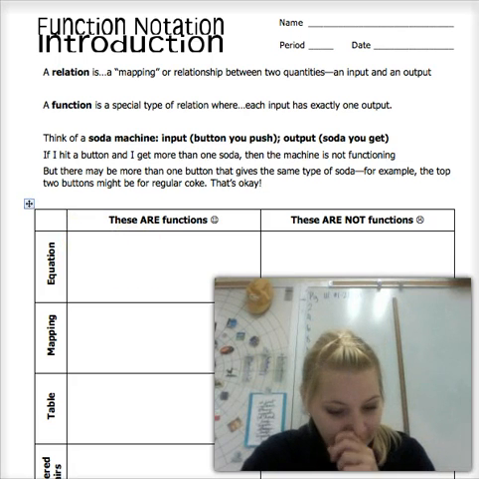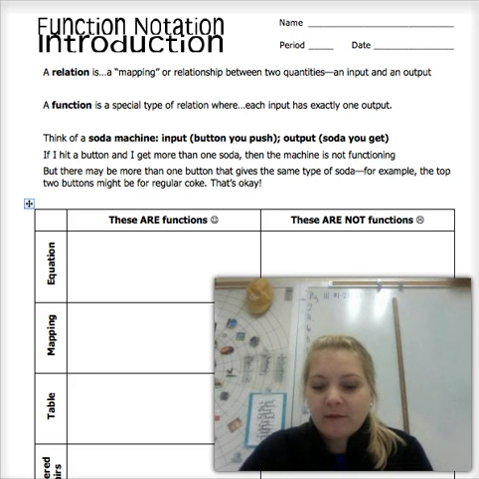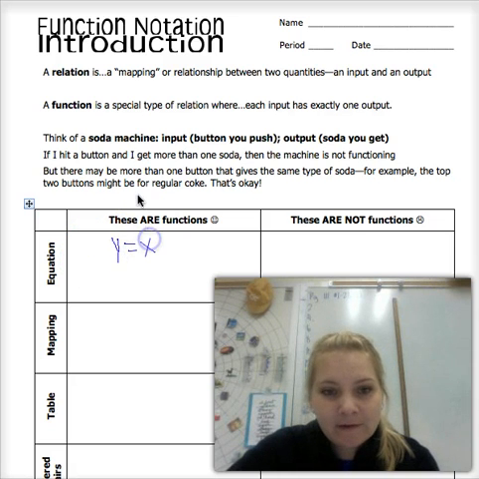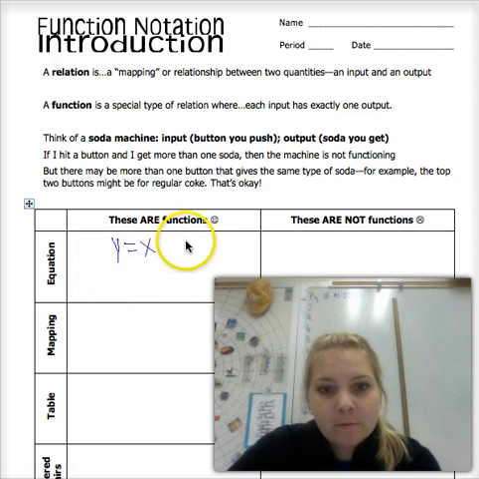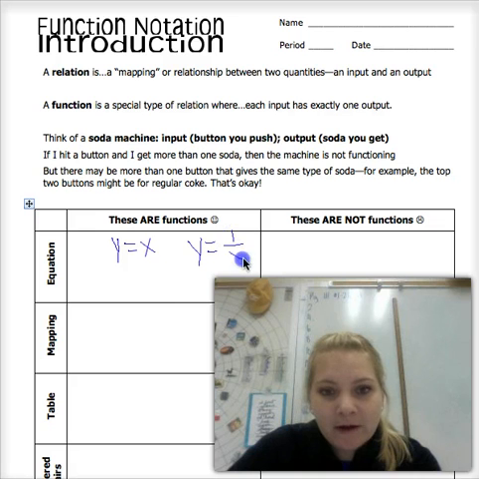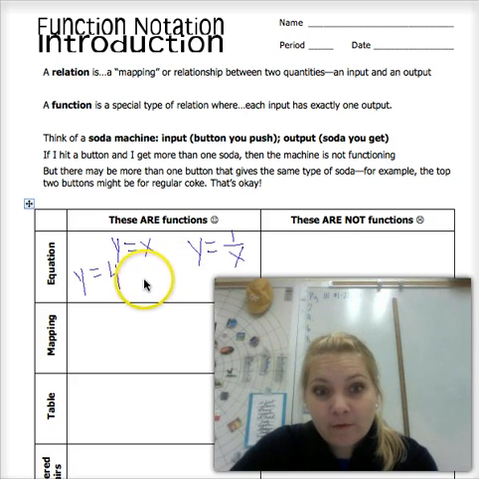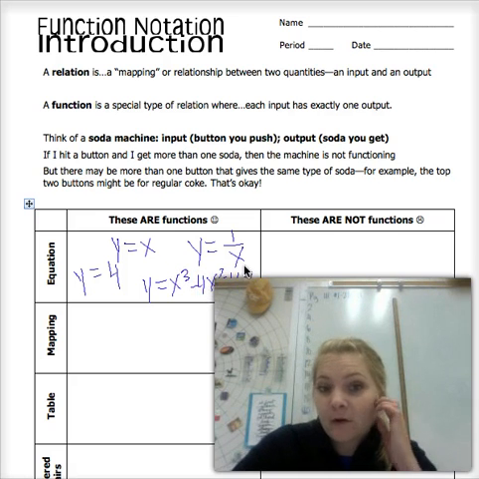So we're going to take a look at a few different equations that are functions. So an example of an equation that is a function would be y equals x, which we've taken a look at. That's a linear line. Another example would be y equals 1 over x. Another example would be y equals 4. And then we can have long extensive equations such as y equals x cubed minus 4x squared plus 6x. So those are all functions.